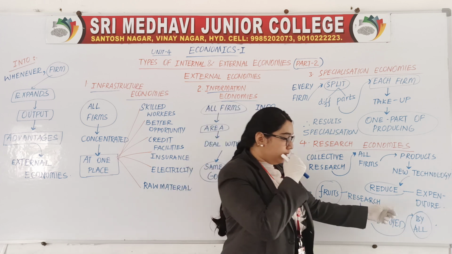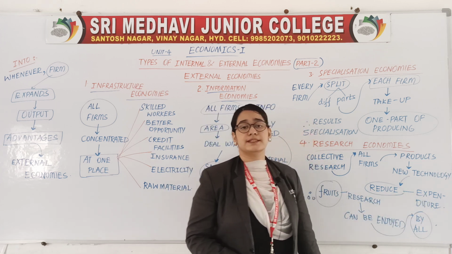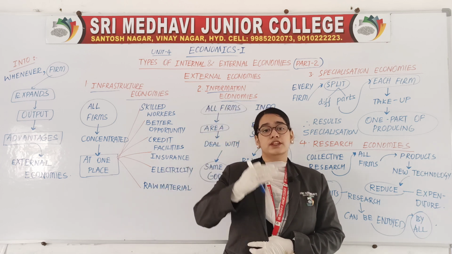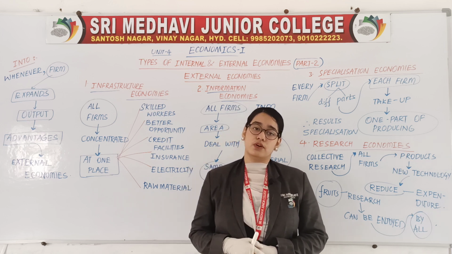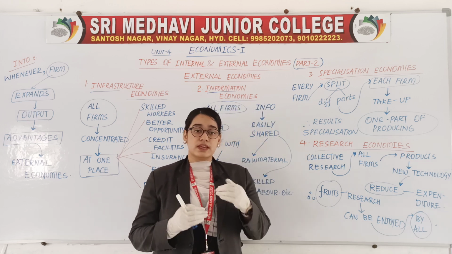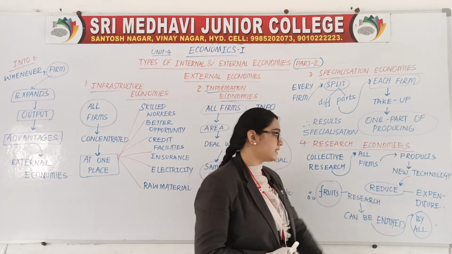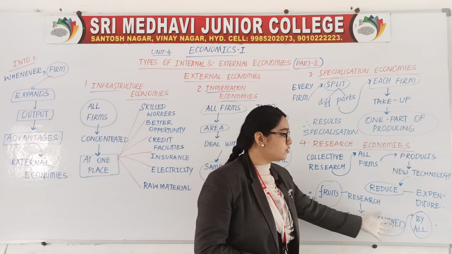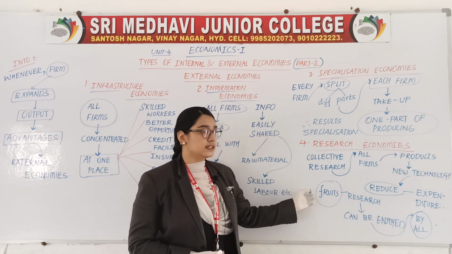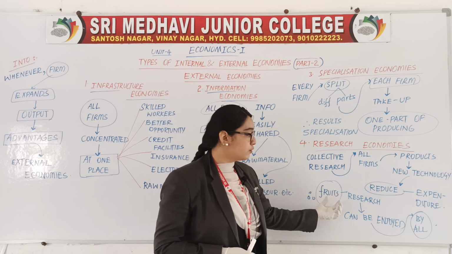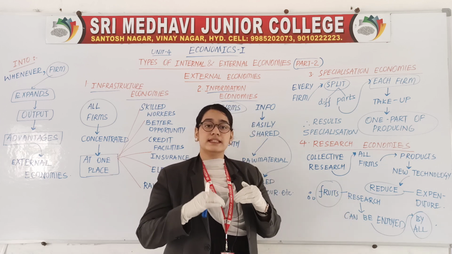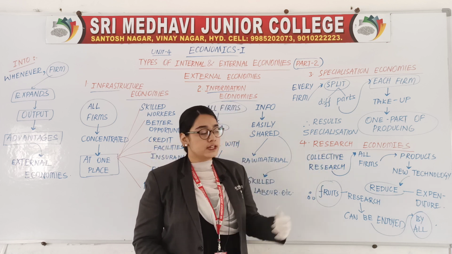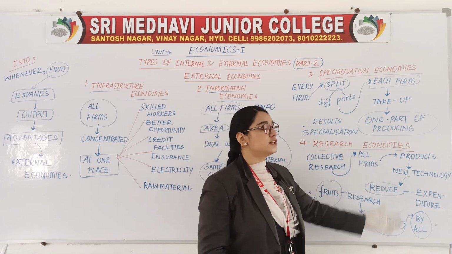So this will help them to reduce the expenditure. Obviously when you do research on something, you can reduce the expenditure on so and so thing, right? So here you are getting the advantages, you are reducing your expenses, and whatever the fruits of research are there, that can be enjoyed by all. Fruits in the sense, these are not fruits and vegetables. Fruits of research means the results of the research can be enjoyed by all the firms. So this is the reason it is called research economies.